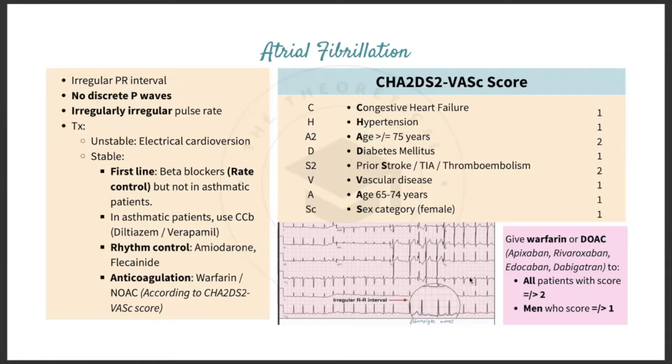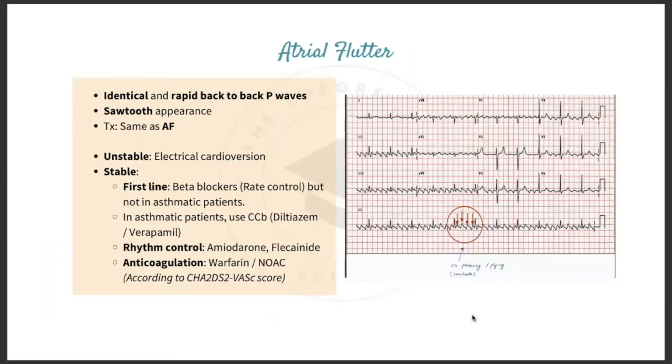If you were to look in the ECG, atrial fibrillation will present with fibrillatory waves. You can see over here, it's like they're not steady. It's like there's tremors on the ECG. Now let's compare with atrial flutter, because these two, you can put them side by side. Okay, so in atrial flutter, there are identical and rapid back-to-back P waves. And the appearance on the ECG would be a sawtooth appearance. Okay, so if you can see over here, it's like there's fins, right?